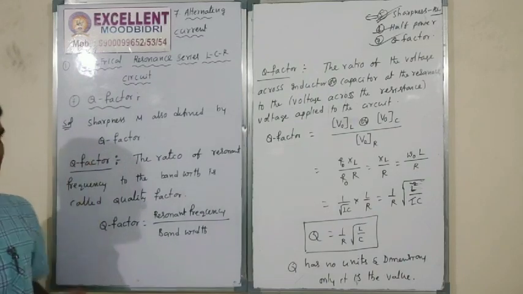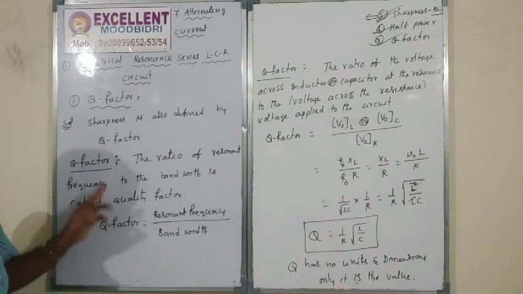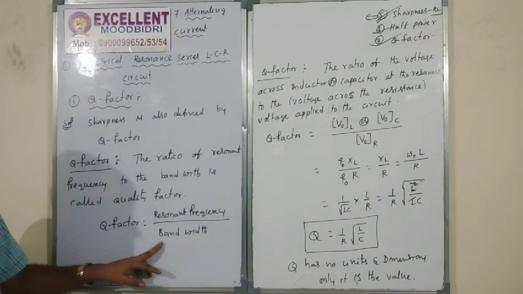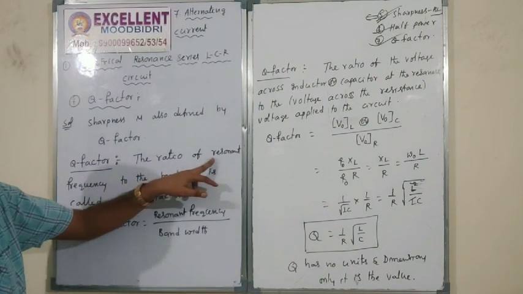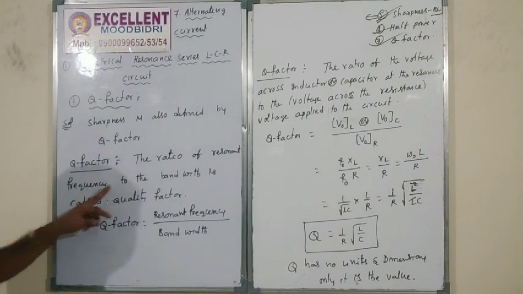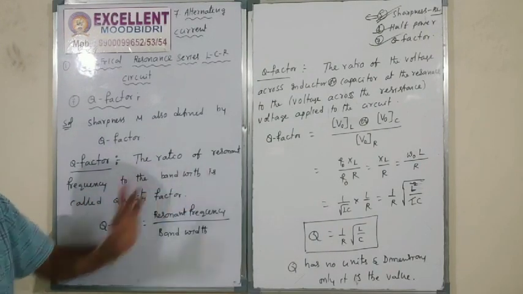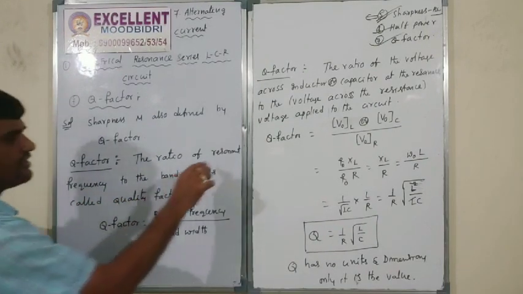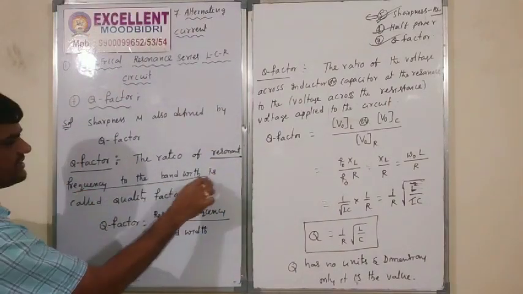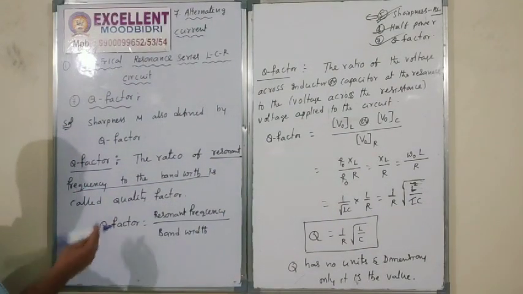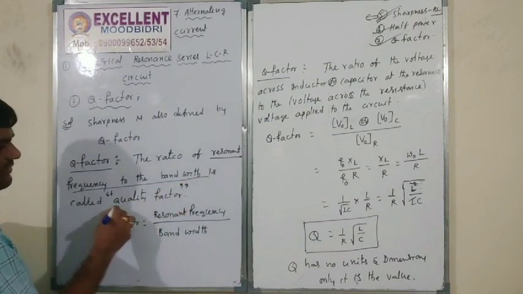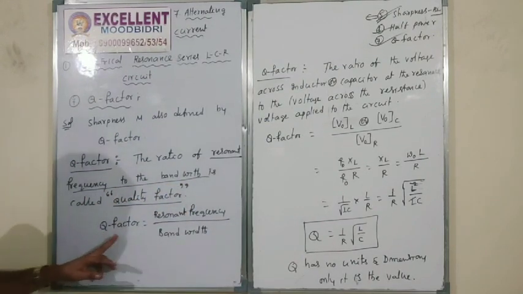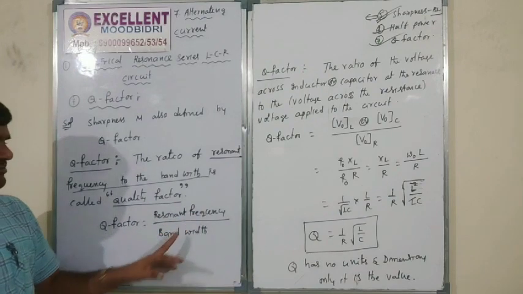Two definitions are there. First definition, based on bandwidth: the ratio of resonant frequency to the bandwidth is known as quality factor. Quality factor means Q factor only. That's what here: Q factor is equal to resonant frequency by bandwidth.